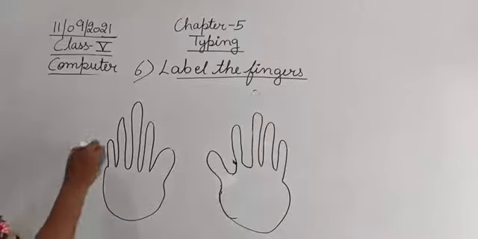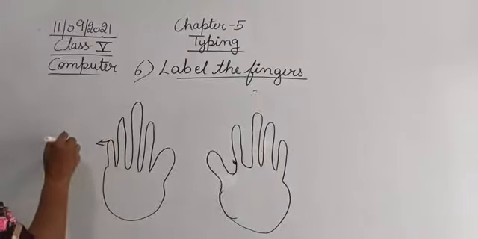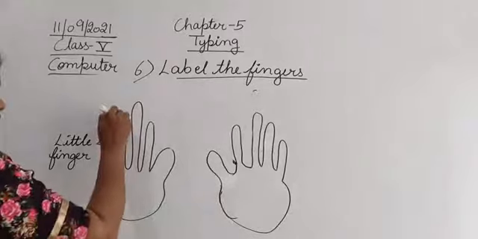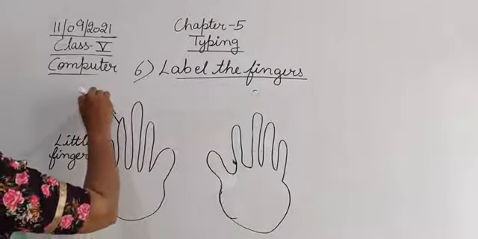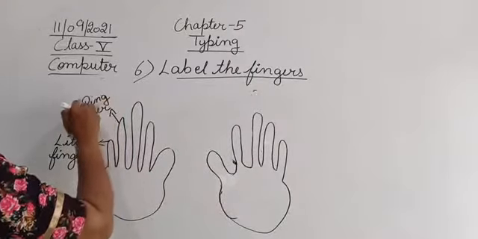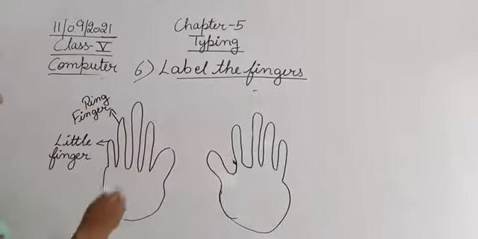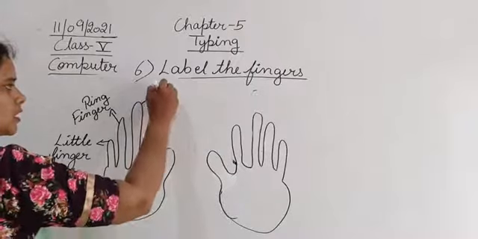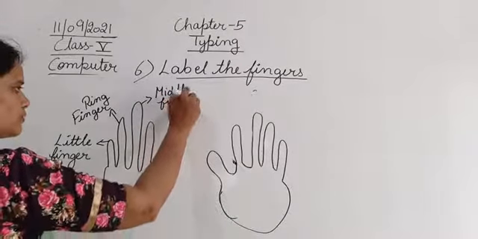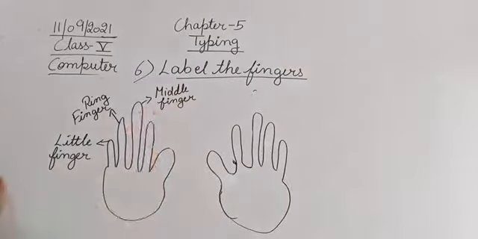So we have to label it. This is the little finger. This is known as the little finger. Next, after the little finger, this is the ring finger, R-I-N-G, ring finger. After the ring finger, this is the middle finger. This is the middle finger.